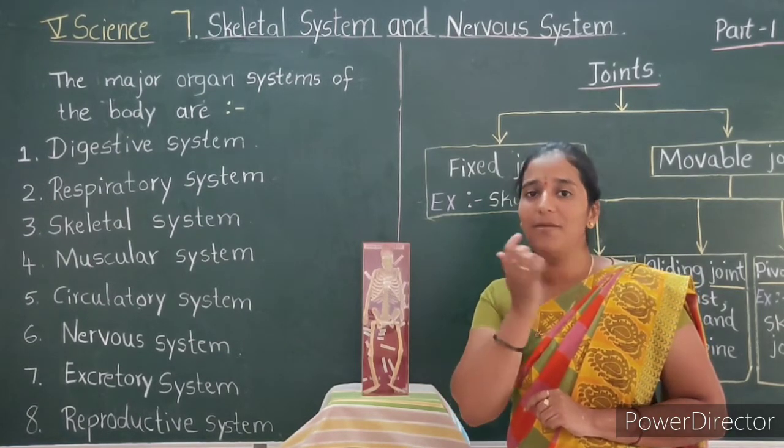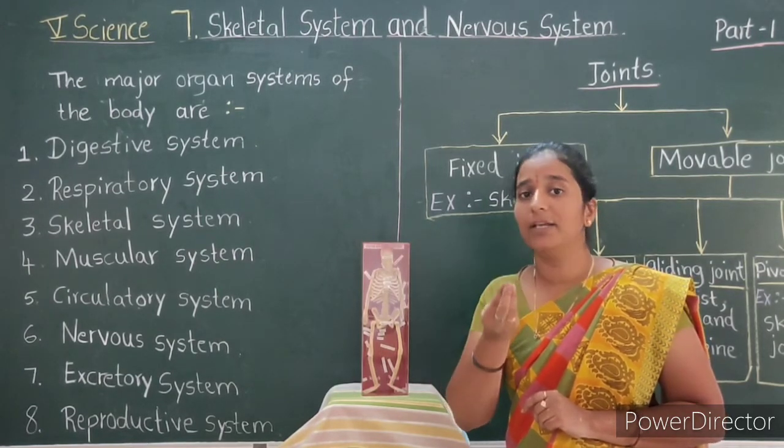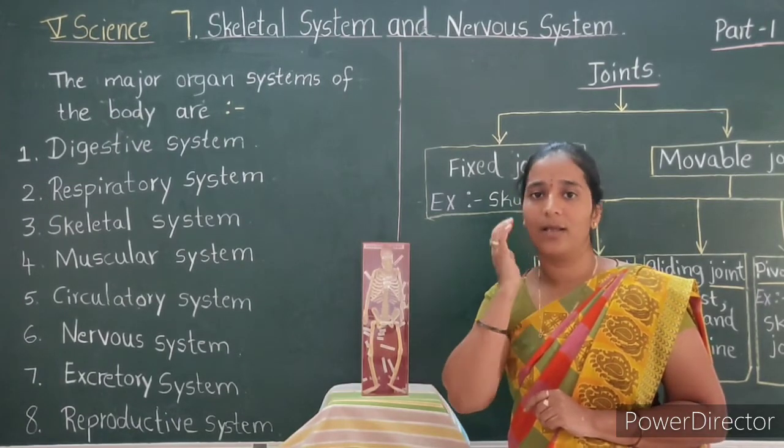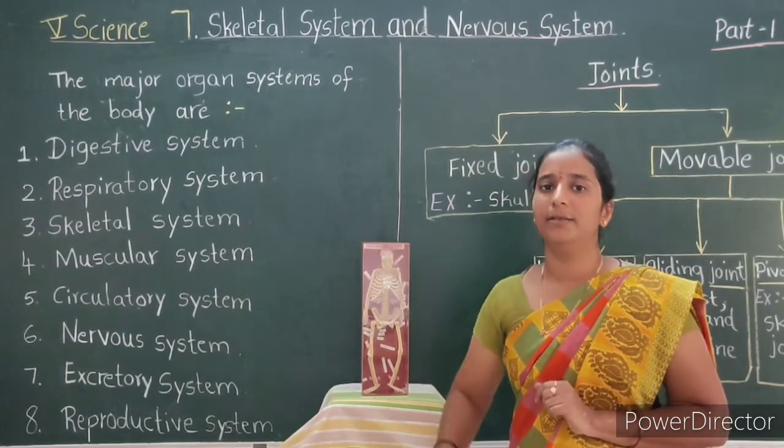Only the lower jaw can move. This enables us to speak and eat. Only the lower jaw will be moving. The upper part will be hard and fixed.